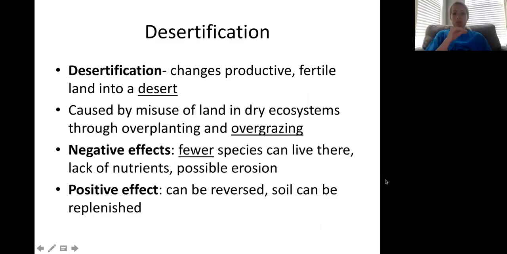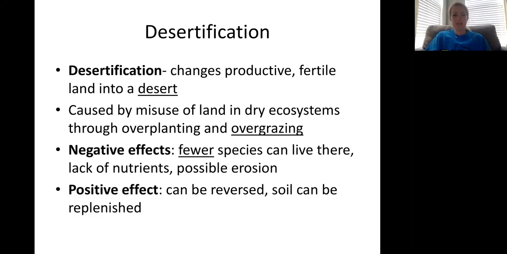So one of the things that humans do is called desertification, and that's when you have productive, fertile land that is going to be changed into a desert because we have misuse of land and dry ecosystems through either overplanting or overgrazing. And overgrazing is like if you have cattle or horses or any type of animal you would see on a ranch or farm, and you let them in an area for too long, and then they eat too much of the producers out of the environment, and then that land can't recover.